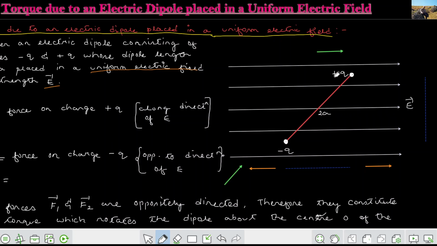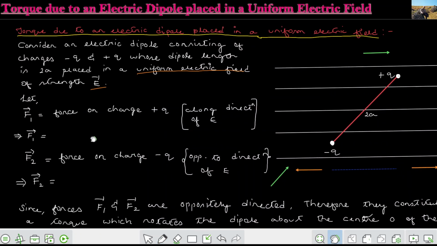So when you place this dipole in a uniform electric field, there will be some rotational force. Torque is nothing but a rotational force, which makes certain bodies rotate about a certain point.